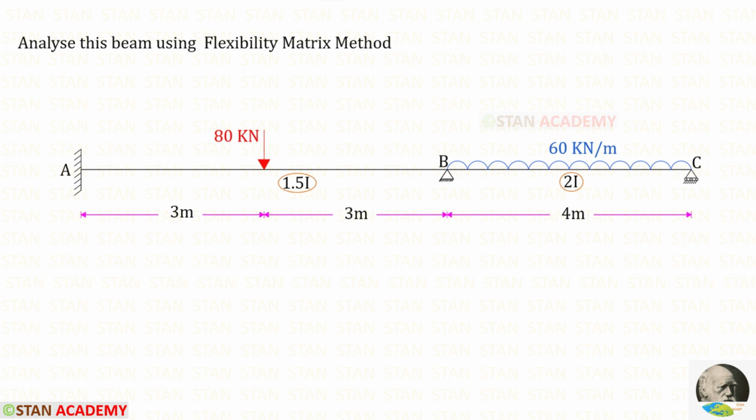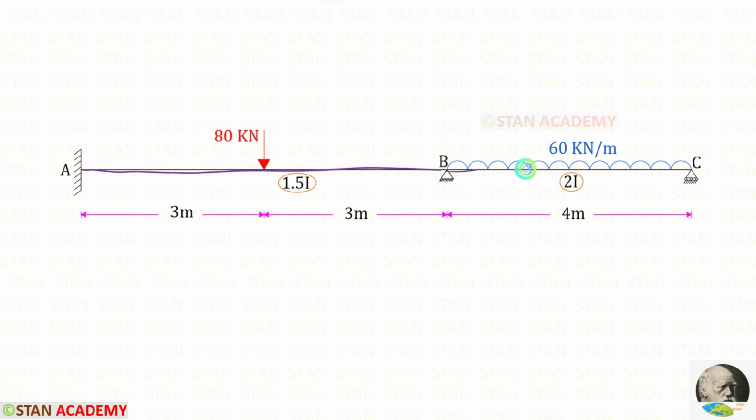Hello everyone. Today we are going to analyze this beam using flexibility matrix method. In this beam there are two spans, span AB and span BC. In the span AB there is a point load 80 kN in the center. In the span BC there is uniformly distributed load 60 kN per meter. It is acting for the whole span.